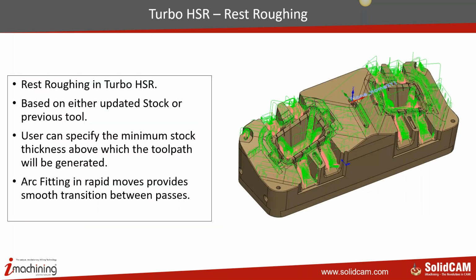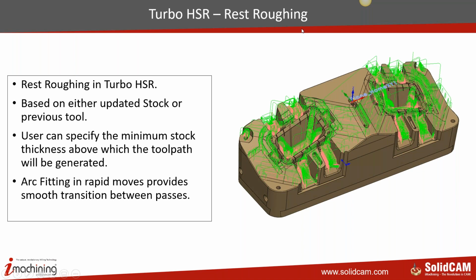Rest roughing. The rest roughing in Turbo HSR is based on two technologies. It's either on the updated stock or previous tool, and it also could be a combination of previous stock and a previous tool. So it will find out the best possible areas to tackle and generate the toolpath only in that area. The retracts can be kept absolutely to minimum. In fact, in some of the parts we have kept the retracts to 0, so that the tool doesn't lift at all once it engages into the material till it finds another region. Then it will retract and go to the second region.